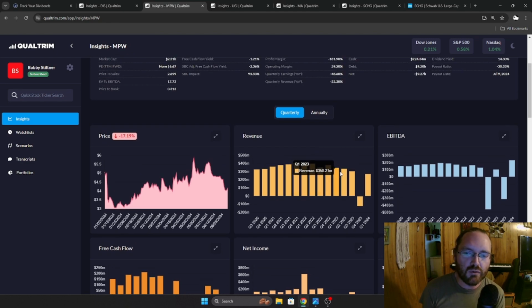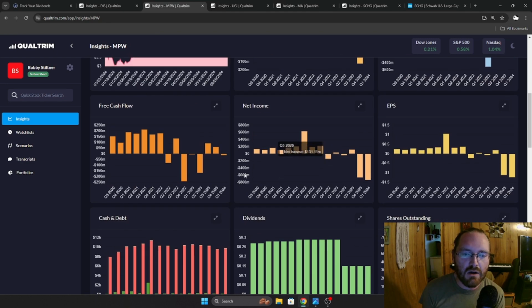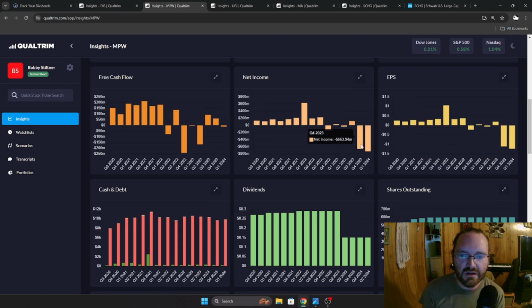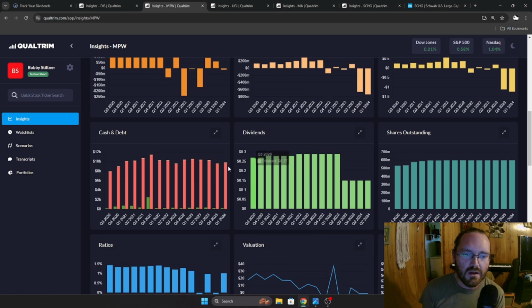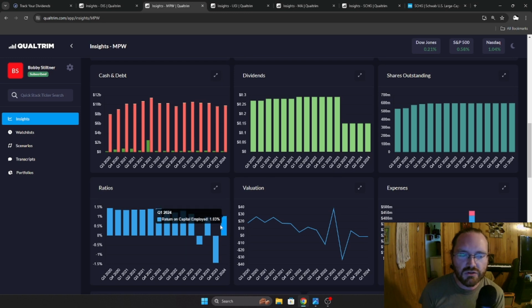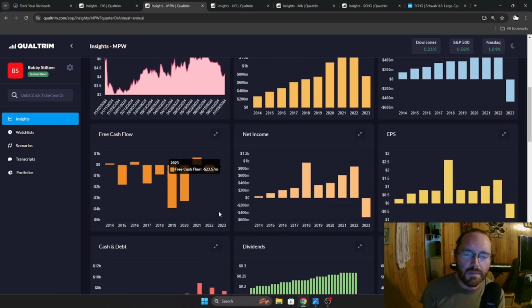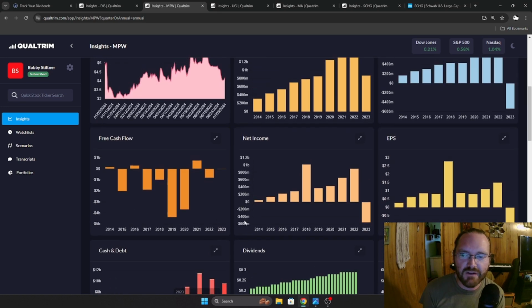If you see here, quarter over quarter, revenue is trending down. Free cash flow is trending down. There's some negative quarters thrown in there. Net income is down. Debt is kind of all over the place. REITs usually carry a lot of debt, though, but it's pretty heavily leveraged, I believe.